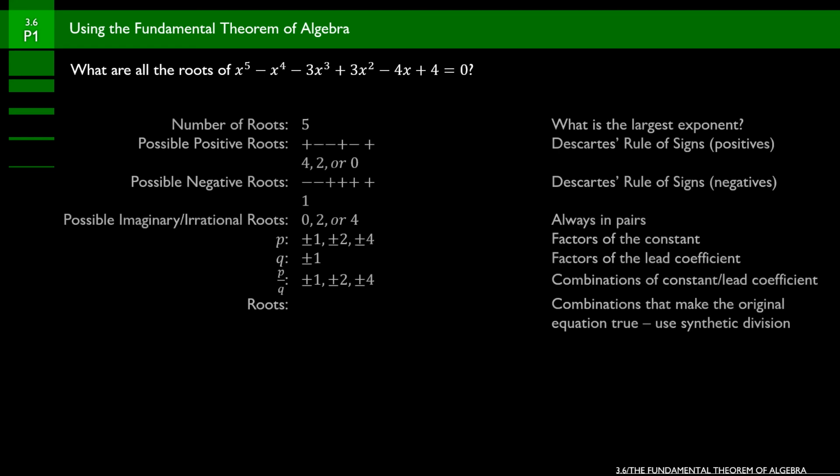So when we go back to our whole big list of things that we need to find, our roots are going to be 1, 2, -2, and plus or minus i. And you can see that we've got 5 solutions there, which matches the lead exponent of the polynomial.